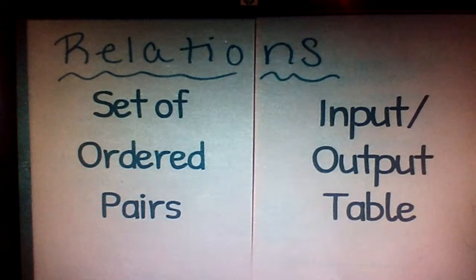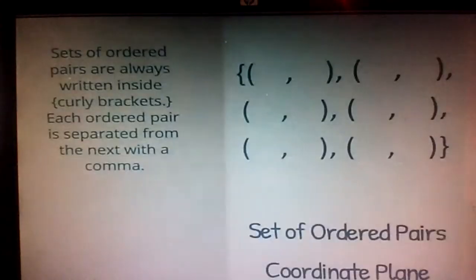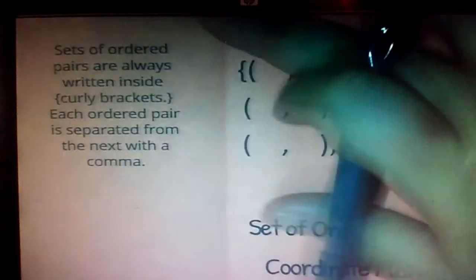So, you can see a relation that looks like a set of ordered pairs. If you open up the left flap, okay?